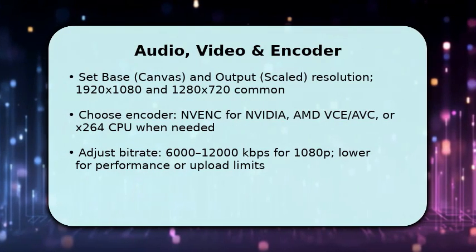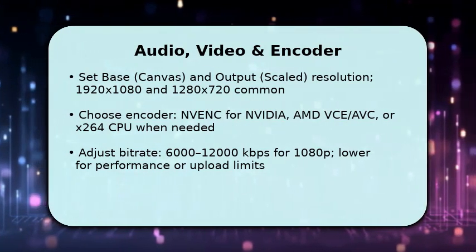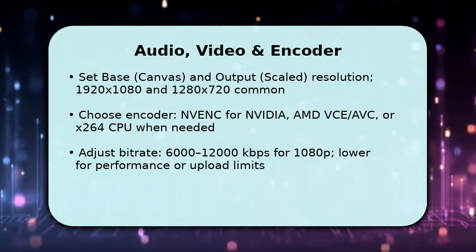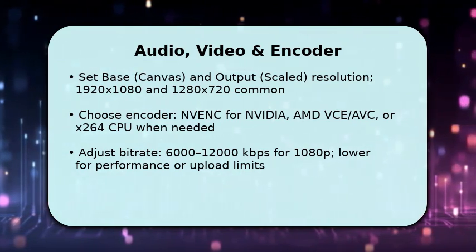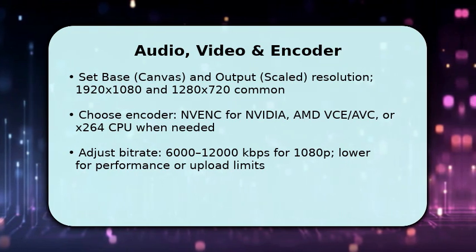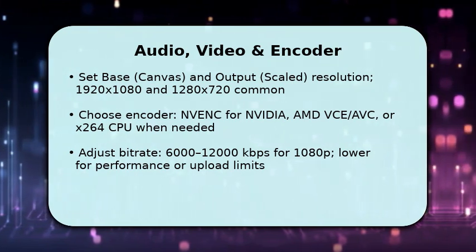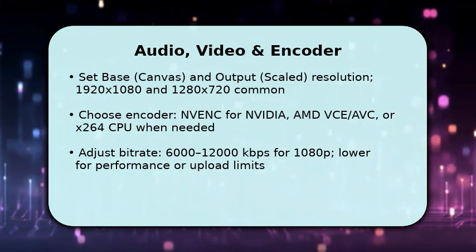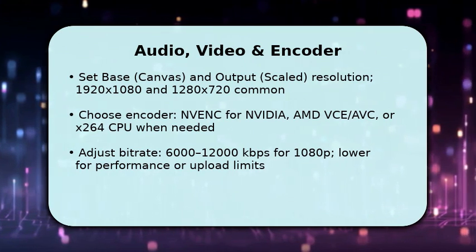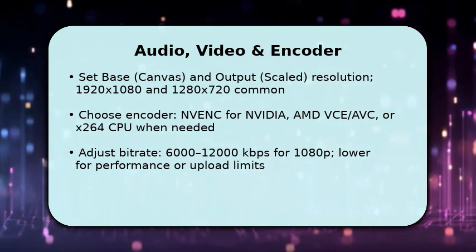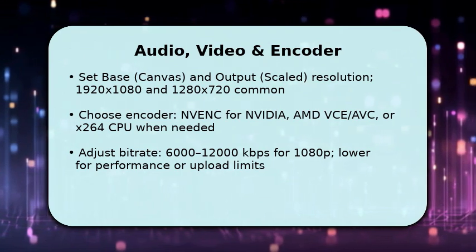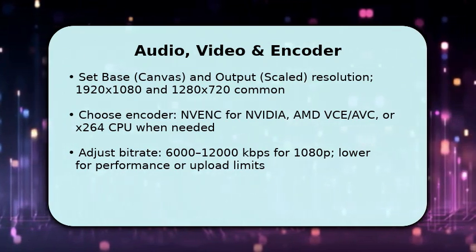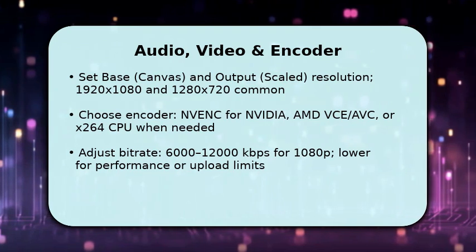Once the scene is prepared, configure video and encoder settings. You should set a base canvas resolution matching your display, then an output scaled resolution like 1280 x 720 to balance quality and performance. Now pick an encoder. Use NVENC if you have NVIDIA, AMD hardware encoders for AMD GPUs, or x264 if your CPU is strong.